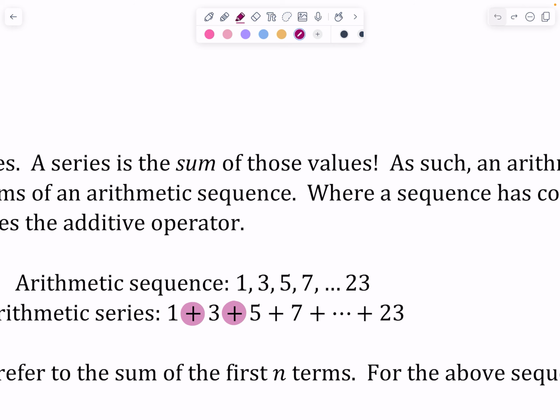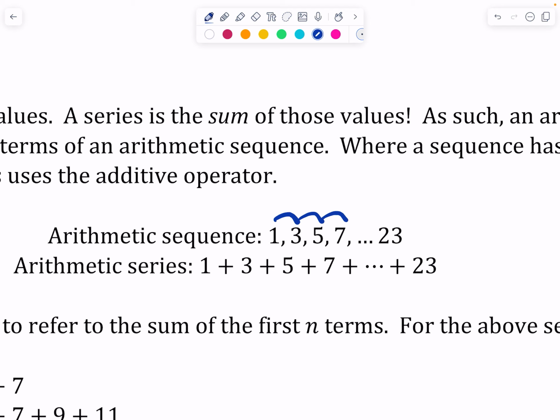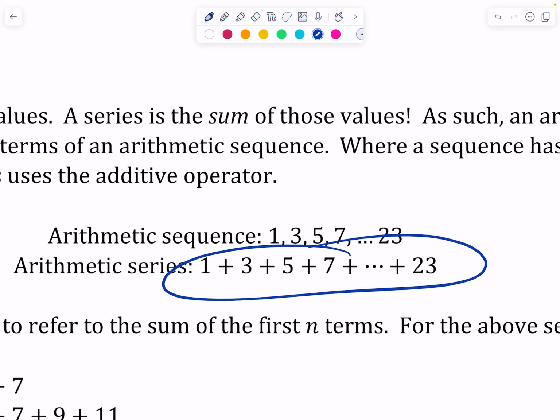Now, in order for a series to be arithmetic, it has to be based on an arithmetic sequence. So this sequence right here, we know it's arithmetic because as we go from one term to the next, we seem to always be going up by 2s. And then those same terms, this 1, the 3, 5, 7, and so on, are all used in this series.